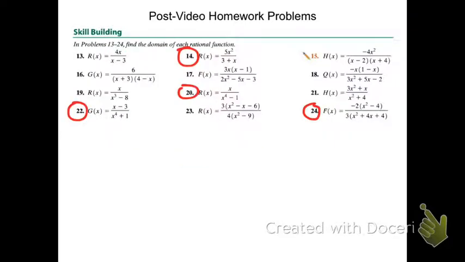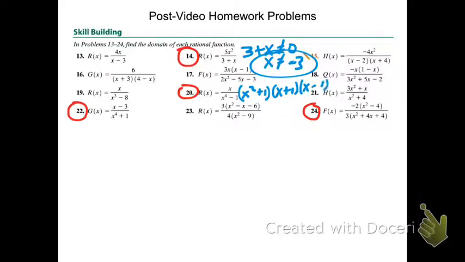So for number 14, we already did that one. 3 plus x does not equal 0, so x cannot equal negative 3. Okay, so there's our domain for number 14. Number 20, we can see that we have x squared plus 1, which will always be positive, multiplied by x squared minus 1, which is (x plus 1) times (x minus 1). So therefore, number 20 would be all values of x such that x cannot equal plus or minus 1.